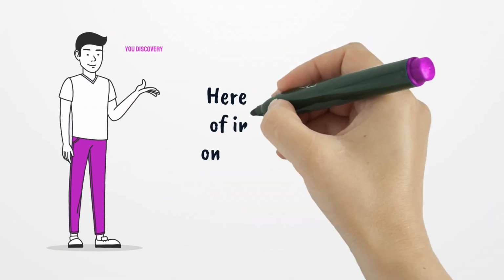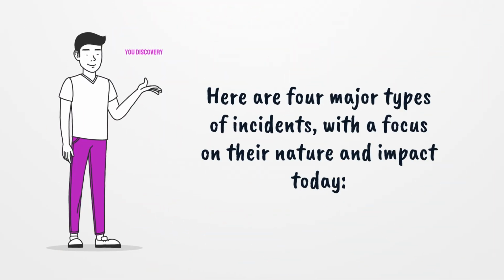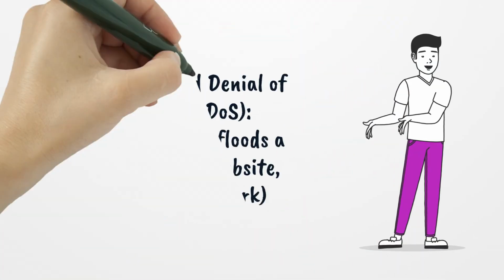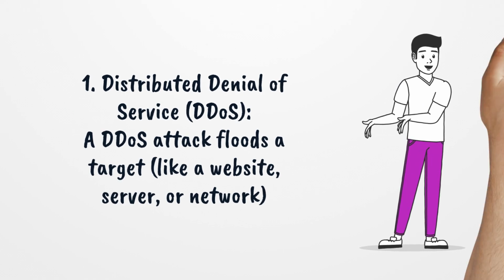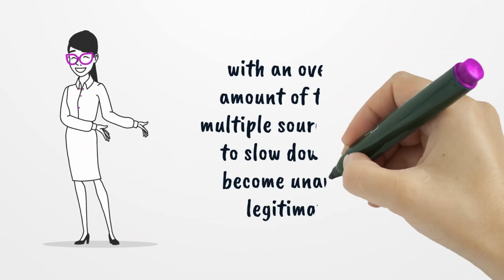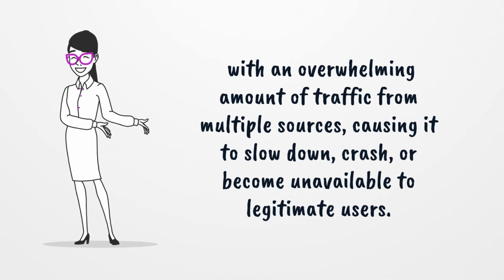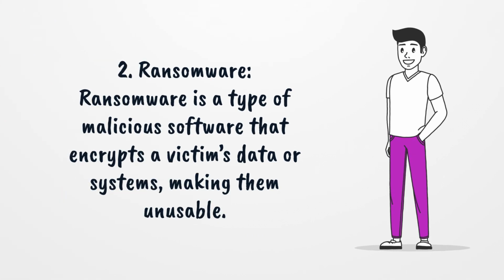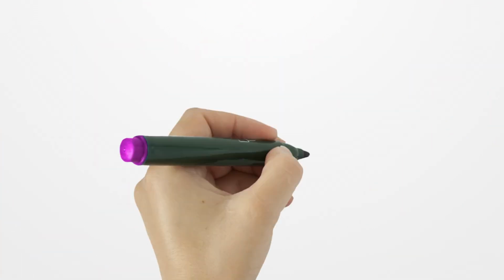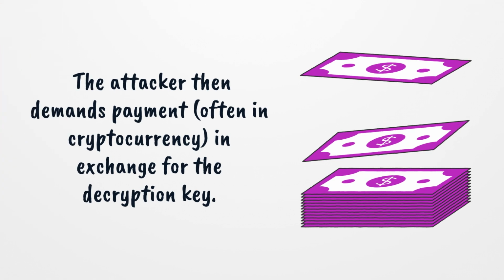Here are 4 major types of incidents, with a focus on their nature and impact today. 1. Distributed Denial of Service, DDoS. Definition. A DDoS attack floods a target, like a website, server, or network, with an overwhelming amount of traffic from multiple sources, causing it to slow down, crash, or become unavailable to legitimate users. 2. Ransomware. Definition. Ransomware is a type of malicious software that encrypts a victim's data or systems, making them unusable. The attacker then demands payment, often in cryptocurrency, in exchange for the decryption key.